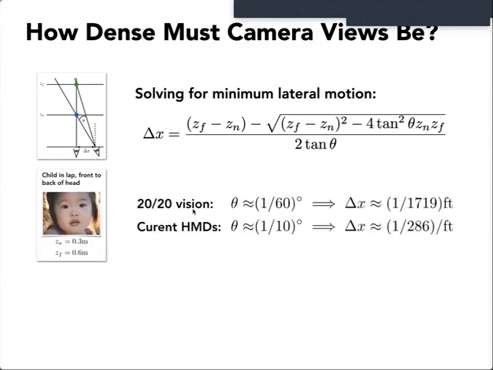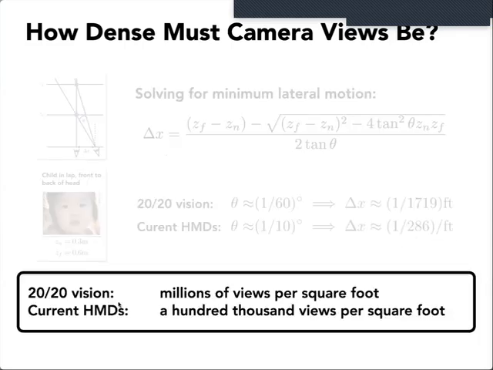For 20/20 vision, this results in delta x being like 1/1700 per foot, or for current HMDs, 1/286. What does that mean? It means that for 20/20 vision, the tiny movements from 1 foot to 2 foot away content, think of differentiating the fine features of hair on this child, you need millions of views per square foot. In low-end VR headsets today, you already need hundreds of thousands of views per square foot.